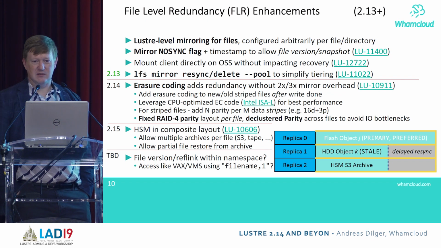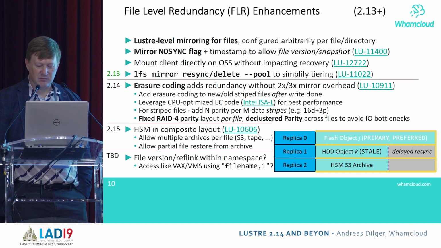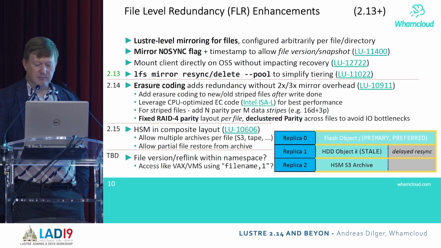We're deep into the development of erasure coding, and it's turned out to be a little bit more complex than we had hoped, but it's pretty much on target, I think, for 2.14. We're hoping we might have been able to get it into 2.13, but it's quite more complex. And so this will be interesting. It allows you to add erasure coding to existing striped files, so even files that were created before Lustre 2.14 is out. Any striped file will be able to add in an erasure coding component so that you can add redundancy after the fact.